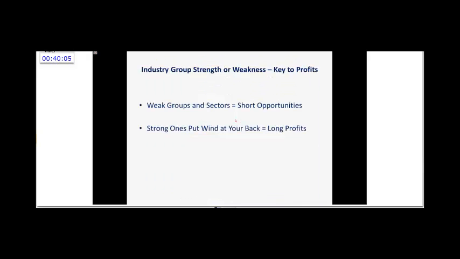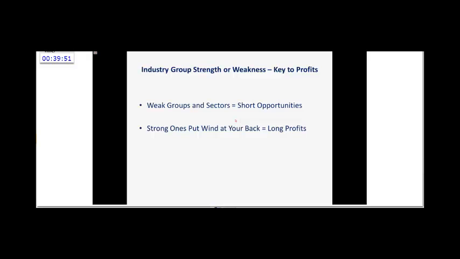So we're going to go to industry group strength very quickly, because industry group strength or weakness is really the key to profits when combined with the Chaikin power gauge. Weak groups and sectors are short opportunities or put buying opportunities.